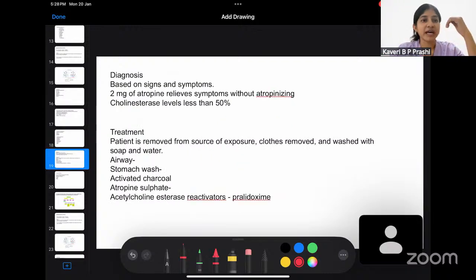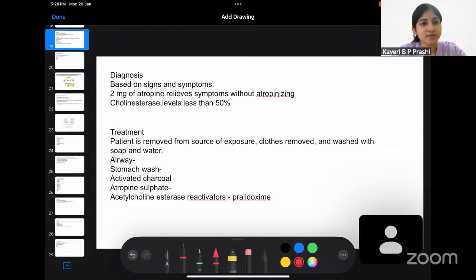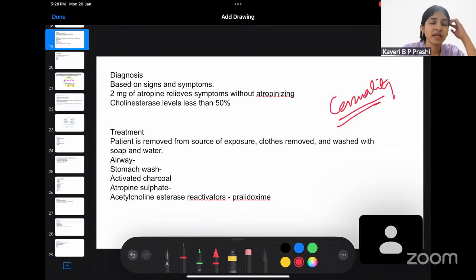Now, how do you diagnose if a person has organophosphorus poisoning? Based on the signs and symptoms. As I told you, if you're a casualty medical officer, when you see such a case who's covered in his sweat, feces, saliva, urine, you can identify that it is a case of organophosphorus poisoning.